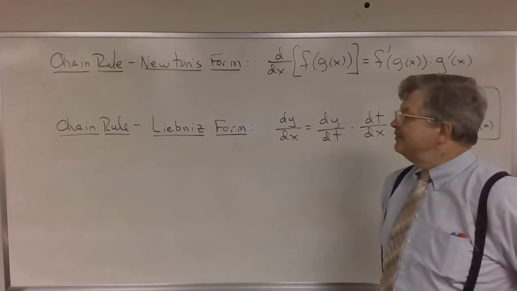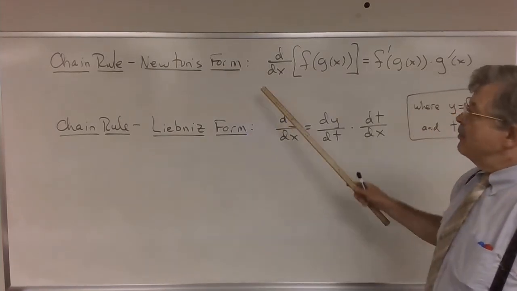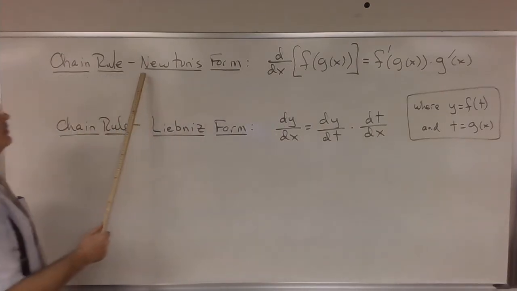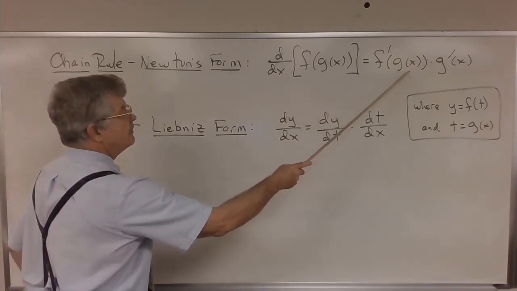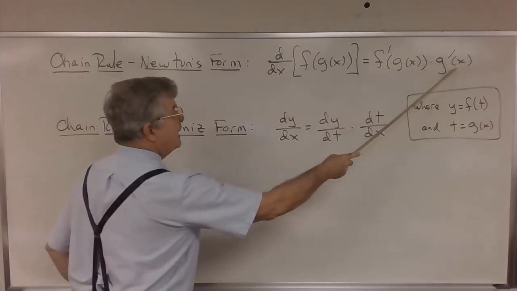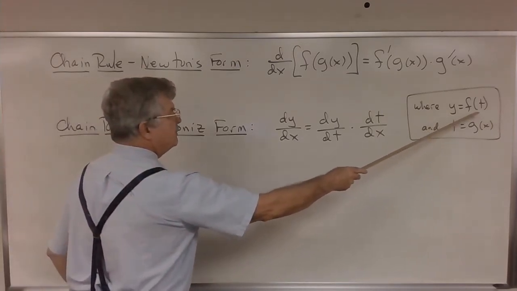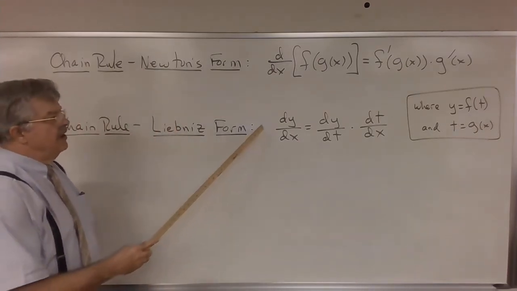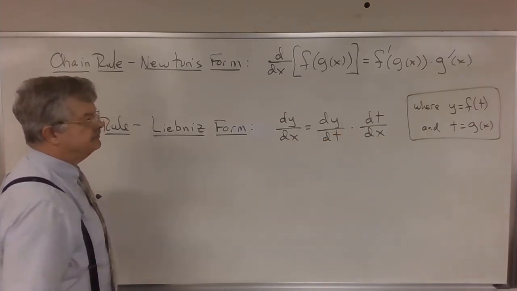Just for the sake of those who are studying and taking notes, and hopefully that's all of you, I'm writing the results down separately. The chain rule that we have been using, Newton's form, is derivative of the outer, evaluated at the inner, times derivative of the inner. The Leibniz form, we're assuming that y is a function of t and t is a function of x. So dy/dx equals dy/dt times dt/dx.